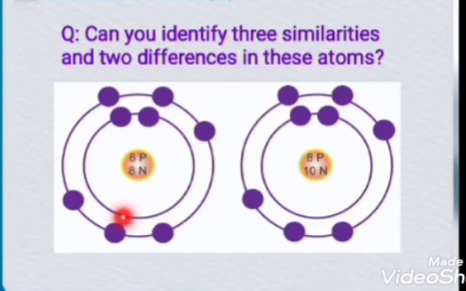And what are the differences? Both differ in total number of protons and neutrons. This means they have different mass number. Both have different number of neutrons. Here 8 number of neutrons and here 10 number of neutrons.